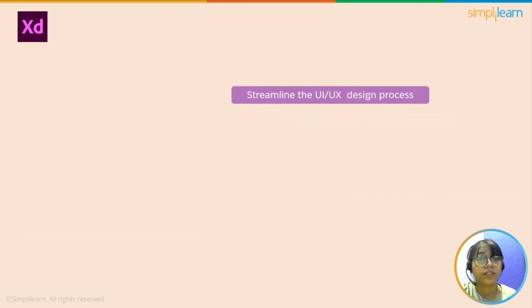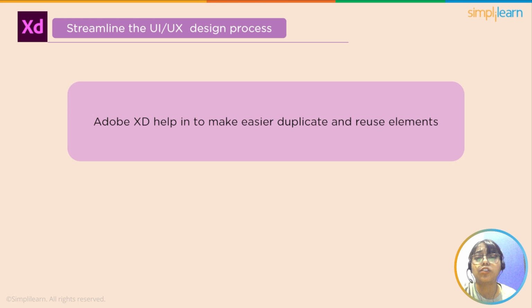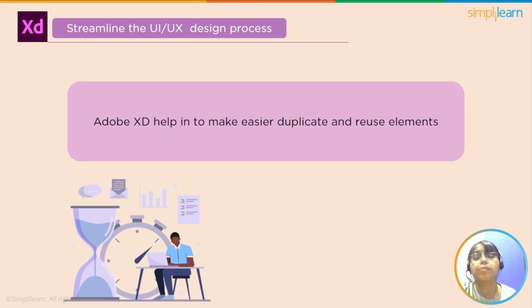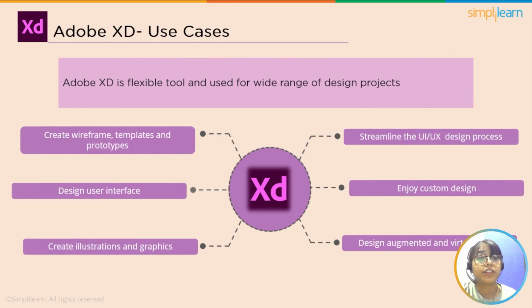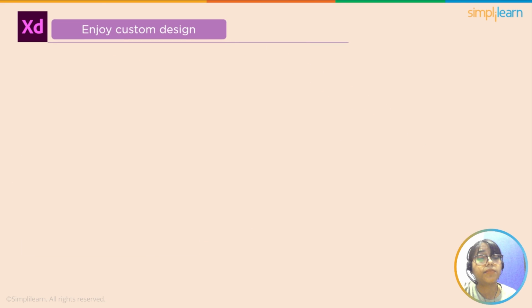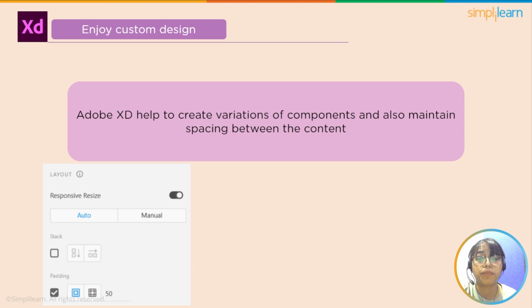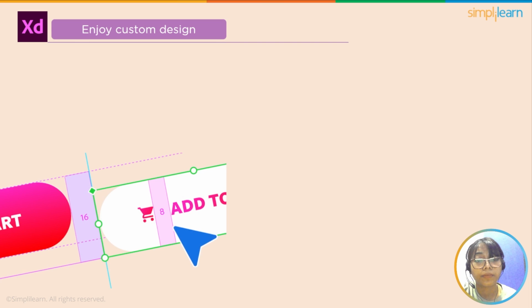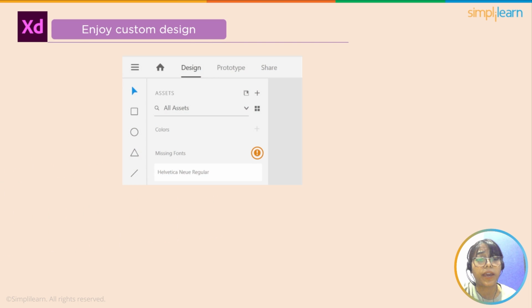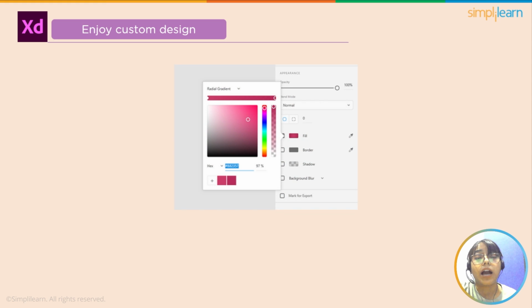The next one is streamline the UI UX design process. Adobe XD makes it easier to duplicate and reuse common elements, create repeating content, and automate the process to save time. So the next one is enjoy custom design. Adobe XD lets you create variations of a single component and maintain spacing between the contents of a group and the other bounds. It is possible because of its padding options, endless customizations using space, wireframes, and colors, and more within the Adobe XD design system.